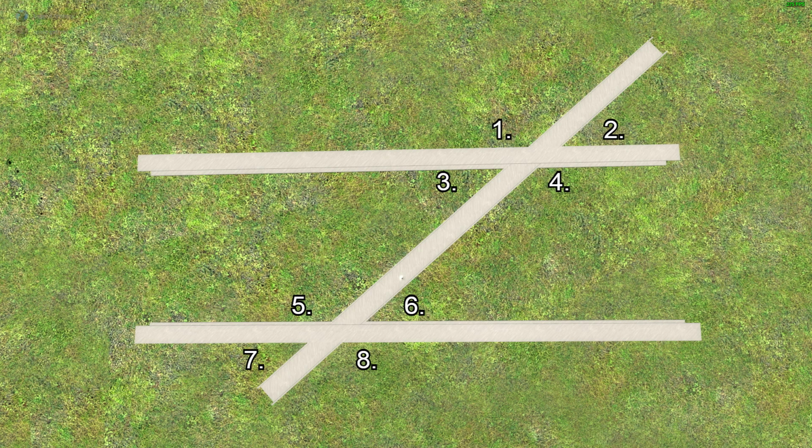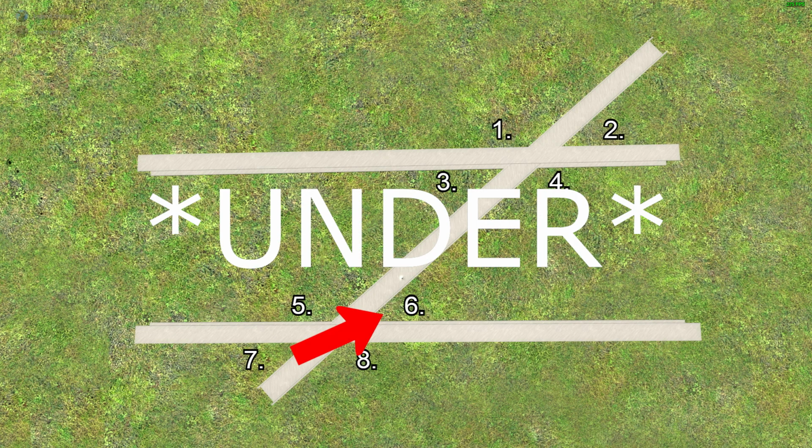Now we're going to be finding the vertical angles. And basically, vertical angles are angles that are directly above one another. For example, 5 and 8, 7 and 6. These angles are vertical angles, and they are basically that because 5 is directly above 8, and 7 is directly above 6.